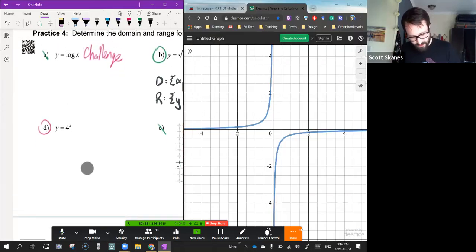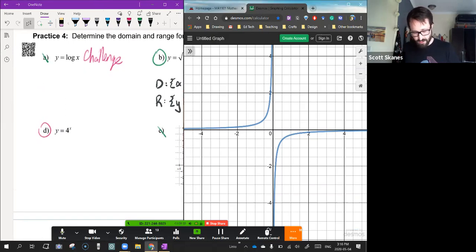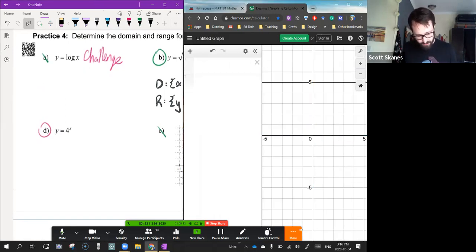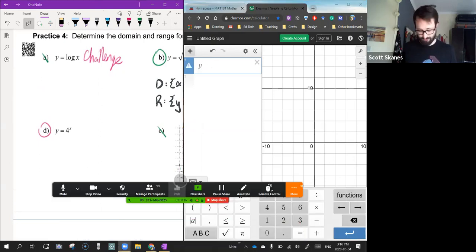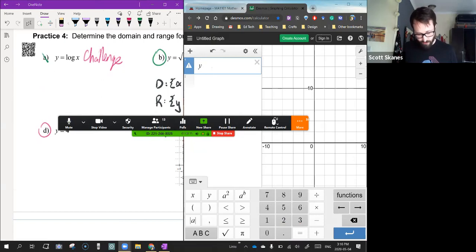So let's see here. I'll graph it first, which I said you should do. This is what this looks like. Y equals, hey, this suddenly got really big. That's convenient. Y equals 4 to the power of x. Whew, what a function.